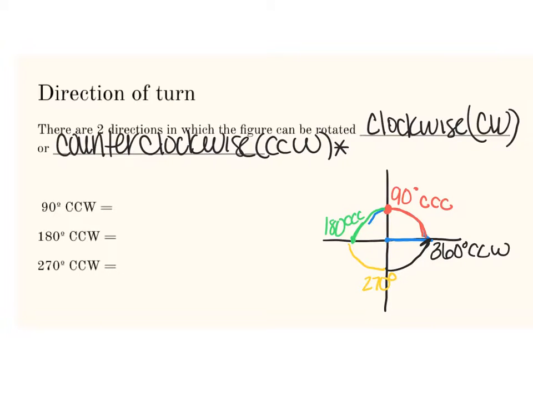Now, what you need to understand is if I start here and I open it this direction, and I go clockwise, then if I go 3 turns, which is 90 times 3, that's going to be a 270 degree clockwise, which is the same thing as saying a 90 degree counterclockwise.